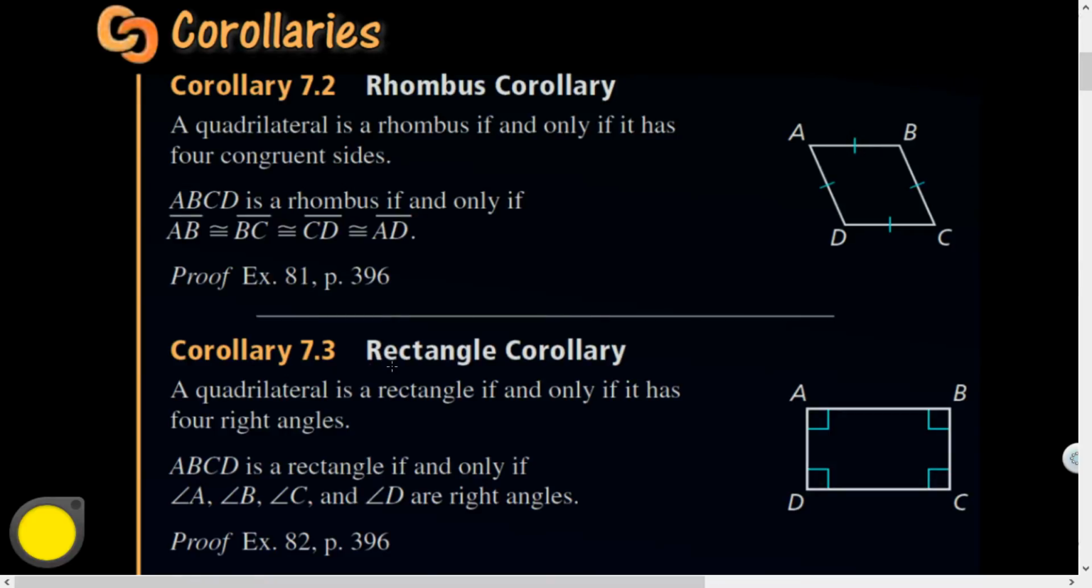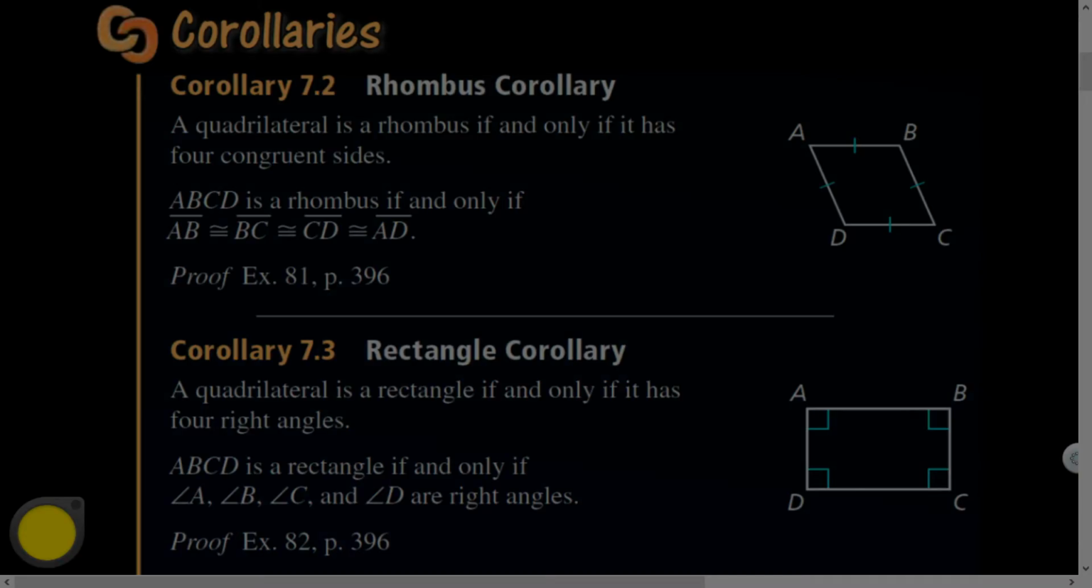Rectangle corollary. A quadrilateral is a rectangle if and only if it has 4 right angles. All right, and the if and only if language means that these are biconditional statements, so they're also true in reverse. So if I say this is a rectangle, then you can say then it has 4 right angles. If I say here's a quadrilateral with 4 right angles, you could say then it is a rectangle. I bet you guys can guess the next corollary.